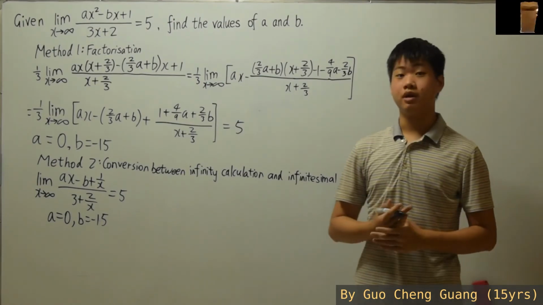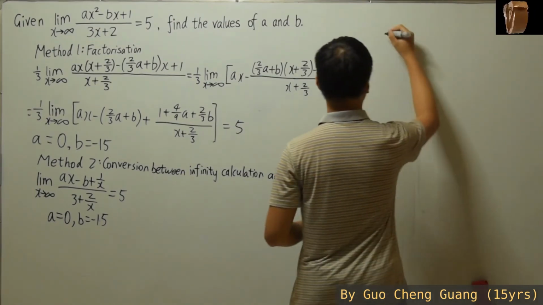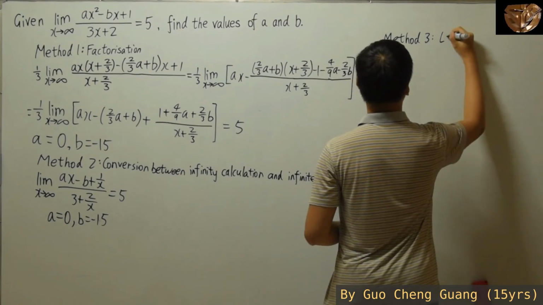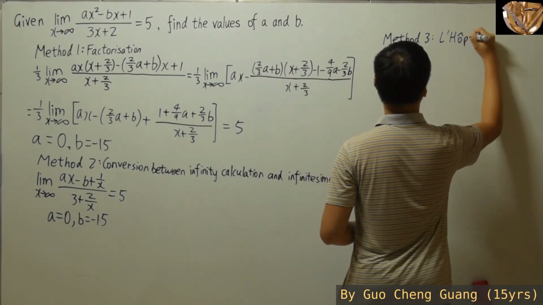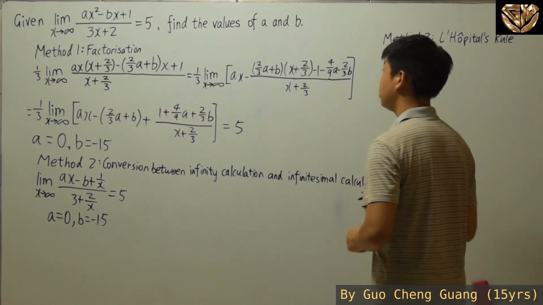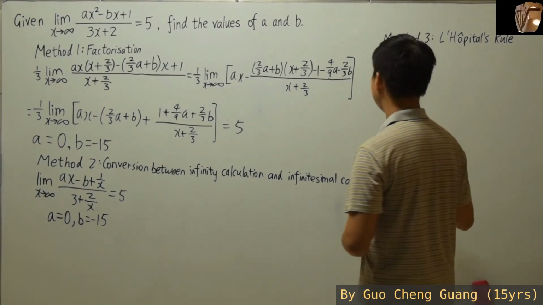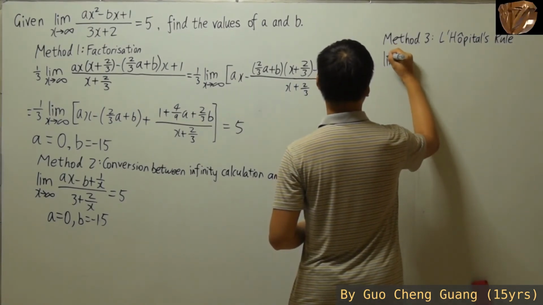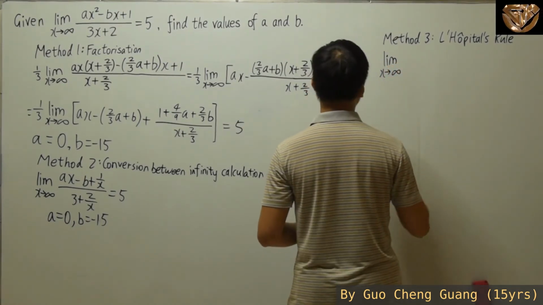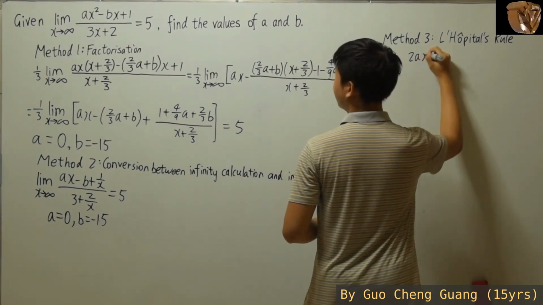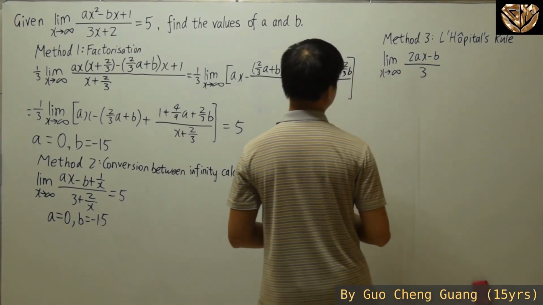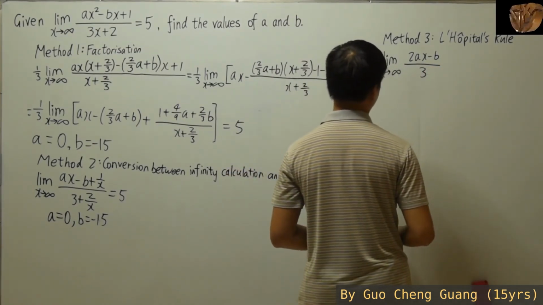So, our third method time. Now in our third method, what we will see is the L'Hopital's rule. Since it's an infinity over infinity form, you can use the L'Hopital's rule. And of course, it is continuous differentiable, alright? So when you differentiate once, you're going to have 2ax minus b divided by 3. Well, from this step, you could pretty much already determine what you're going to have.